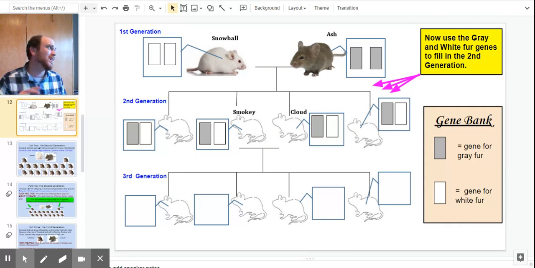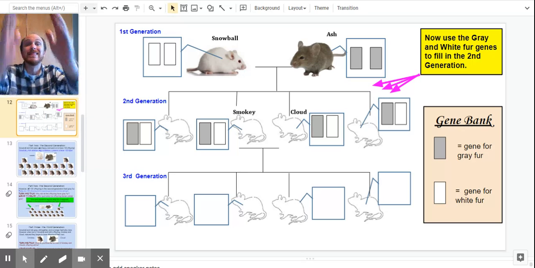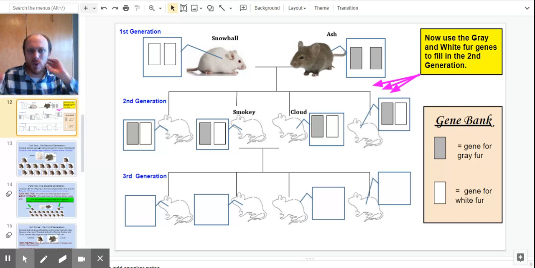Maybe you guys on Tuesday predicted that they would be half gray, half white. Maybe you said they would be light gray. Maybe you said they'd be gray with white dots or white with gray dots. Those are the options I gave you, I think. But they're not. They are all dark gray, same color as Ash.